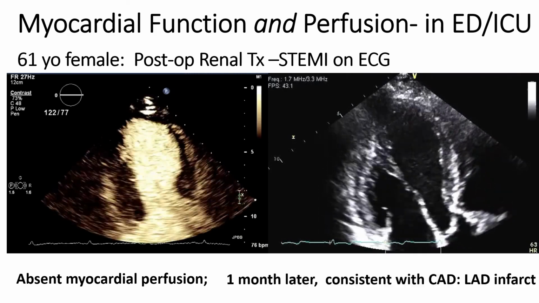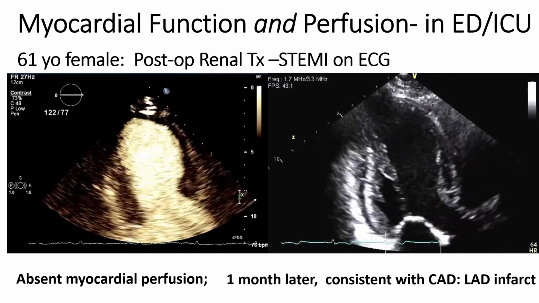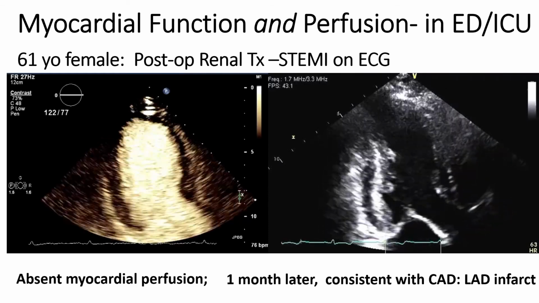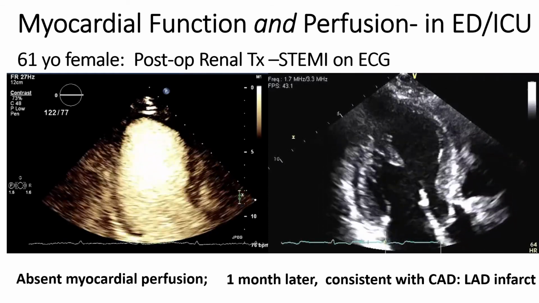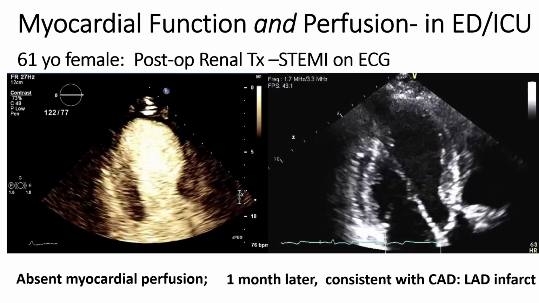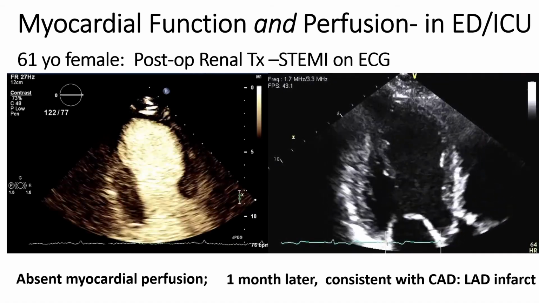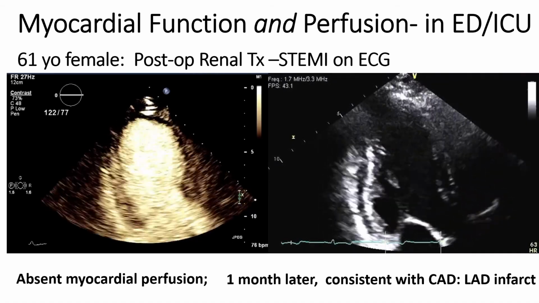When she returned a month later for a follow-up echo, she unfortunately has a persistent wall motion abnormality that you can see here from the mid to apical region. So you could predict in this case, because of the absence of perfusion and the distribution of the wall motion abnormality, that this function was not going to recover, and indeed it didn't.